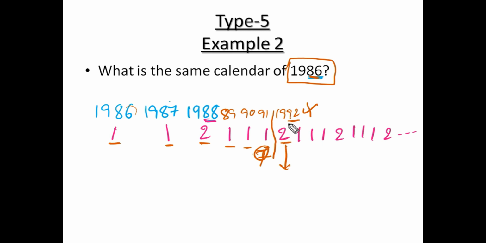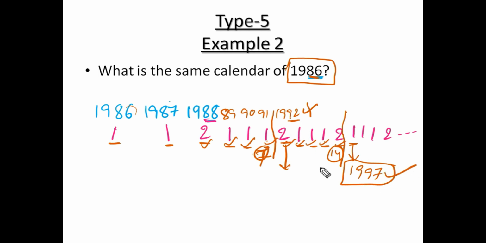So go forward. After 7, the next multiple is 14. 7 plus 2 is 9, 10, 11, 12, and 14. Here we got another multiple of 7, that is 14. So the next year will be the answer. Yes. So this is 1988, 89, 90, 91, 92, 93, 94, 95, 96, and 1997. Right. So the 1997 calendar and the 1986 calendar will exactly match each other.